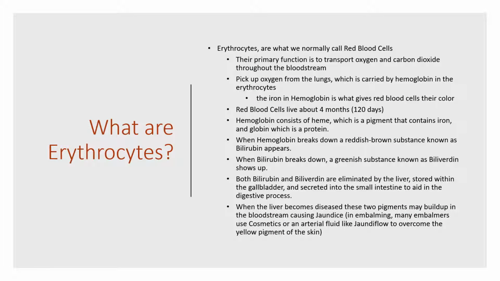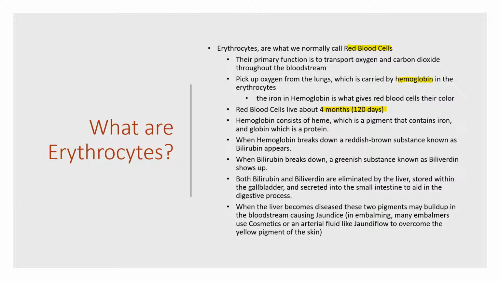Now, what are the erythrocytes? Erythrocytes are what we normally call red blood cells. Their primary function is to transport oxygen and carbon dioxide throughout the bloodstream. They also pick up oxygen from the lungs, which is carried by hemoglobin in the erythrocytes. The iron in hemoglobin is what gives red blood cells their color. Red blood cells live for about 4 months, or 120 days, as our book describes.